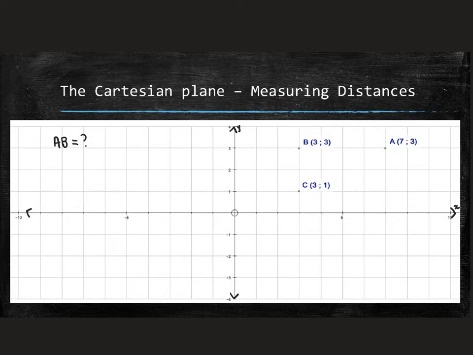Well, how would I get from A to B? A to B is along this line. I haven't had to move up or down, and I can see that with the y coordinates. The y coordinates of both of them is 3. I haven't moved up or down.